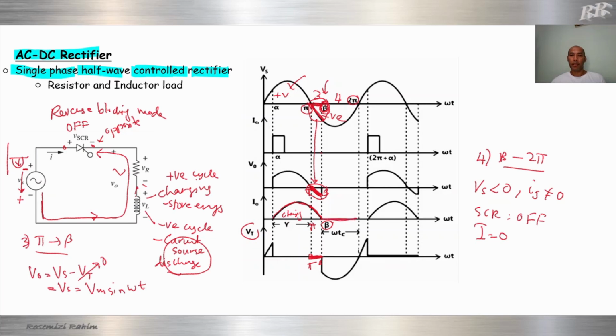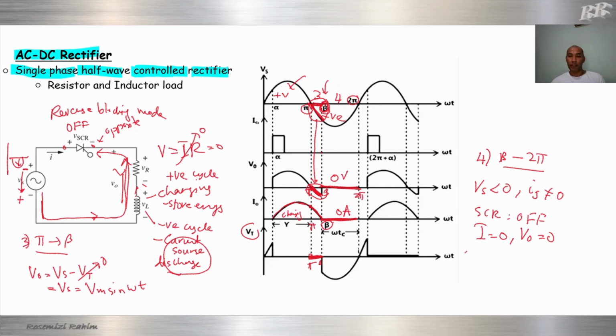0 ampere. So when current is 0, V out will also be 0. Current cannot flow, so there is no voltage drop at R and also at the inductor. That means our voltage will be 0. V equals IR, I equals 0, so V equals 0. This one is 0 volt between beta to pi.